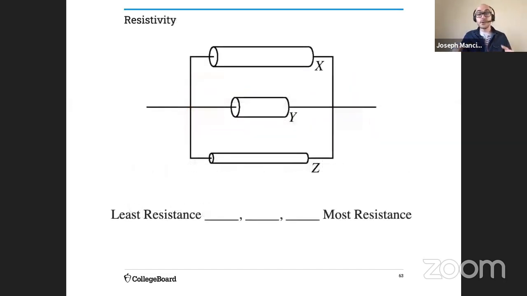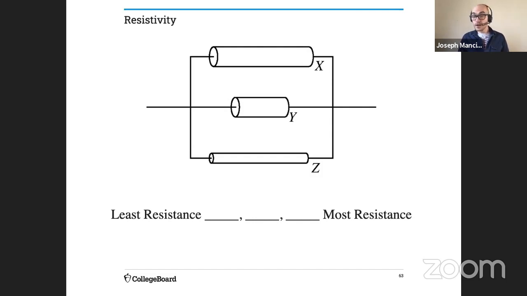All right. So can you rank these from least resistance to most resistance? All of these are the same material, but these resistors vary in length and cross-sectional area. So which one do you think has the least resistance?